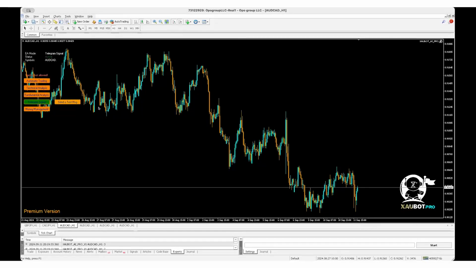For the Telegram signal, for example, you are a trader and you do not want to give freedom to the automatic trading and you want to receive the signals.